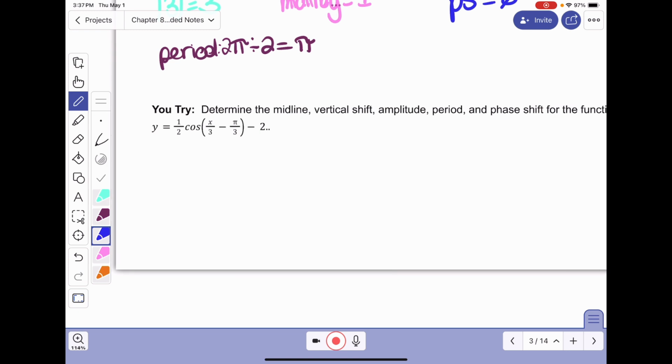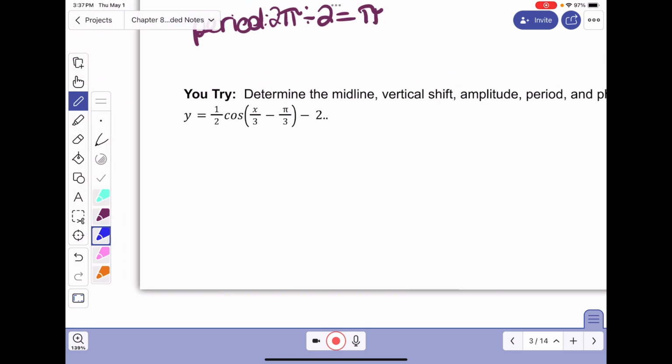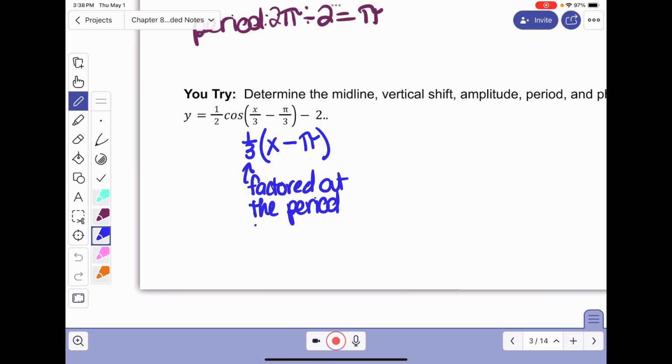All right, let's look at this one. Now notice in here, we have a period change and a phase shift. So before we can do anything, we need to take that period out. So x over 3 is the same as saying 1/3 x. So x over 3 divided by 1/3 is x. And pi over 3 divided by 1/3 is pi. So what I did here was I factored out the period change. You have to do that whenever it happens to both.